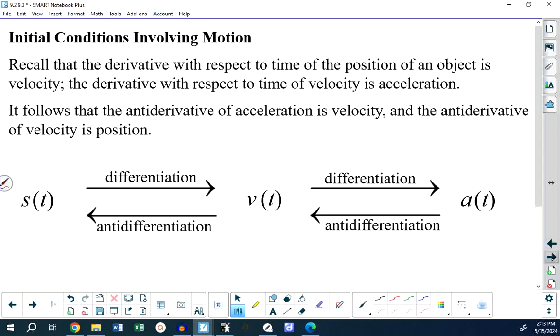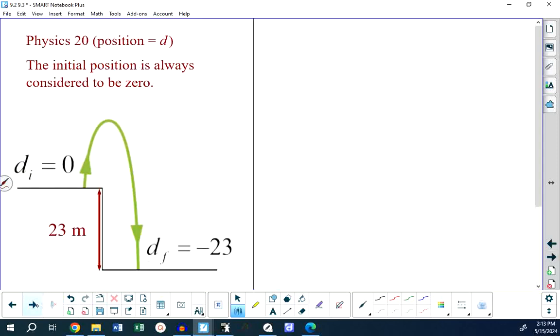So there's something I think you need to be aware of, and it's an interesting idea. It's that when you differentiate, you never lose any information about what's going on. You don't. But when you anti-differentiate, you do, because there's that unknown constant when you anti-differentiate. Like, there is only one derivative of a function, but there's lots of antiderivatives of a function. So we have to keep that in mind.